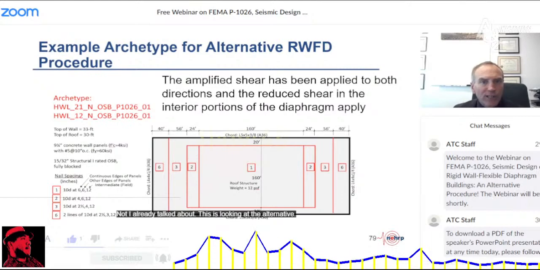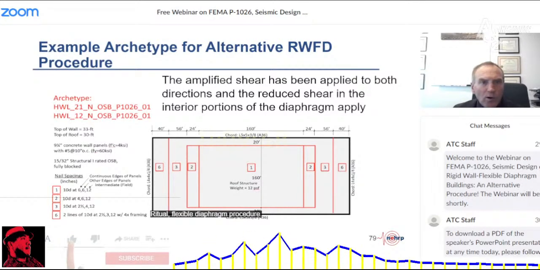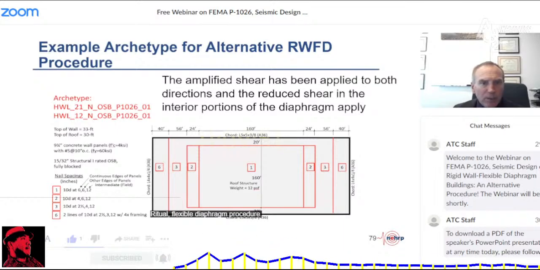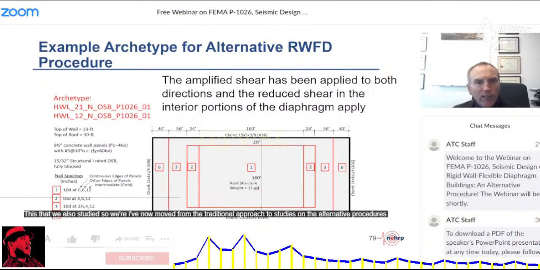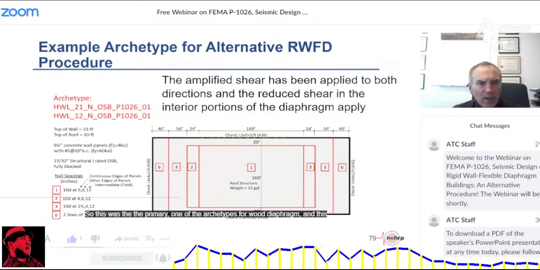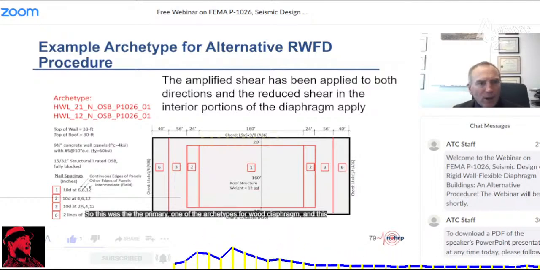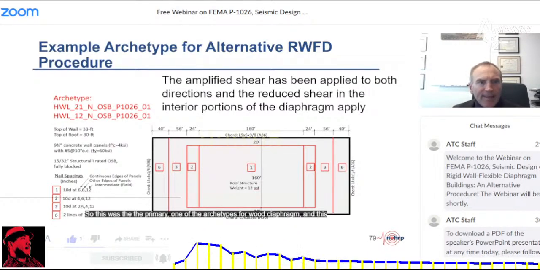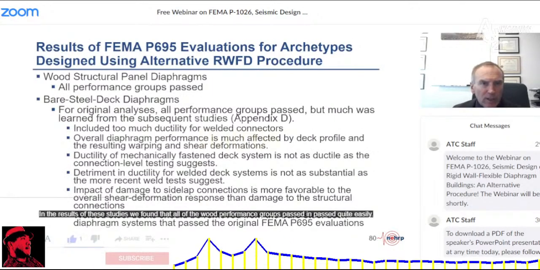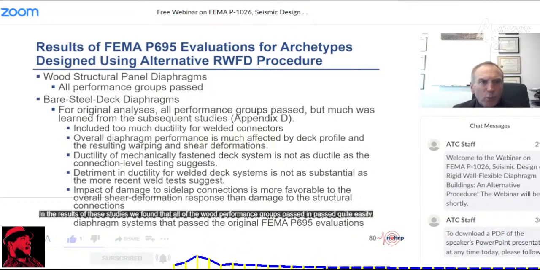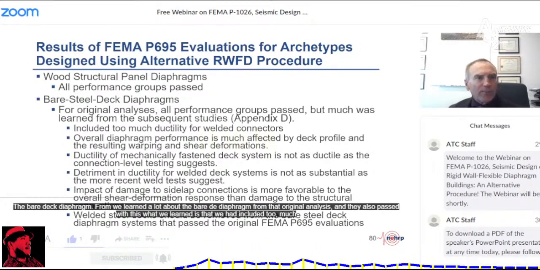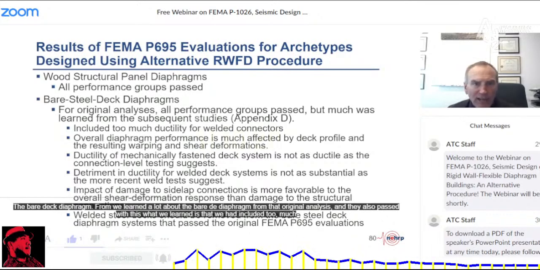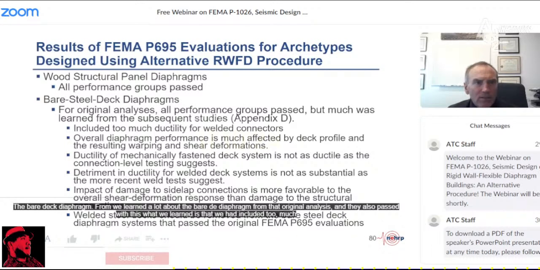This is looking at the alternative rigid wall flexible diaphragm procedure that we also studied. So I've now moved from the traditional approach to studies on the alternative procedures. This was one of the primary archetypes for wood diaphragm. In the results of these studies, we found that all of the wood performance groups passed quite easily. The bare deck diaphragms, we learned a lot about them from that original analysis, and they also passed with this.